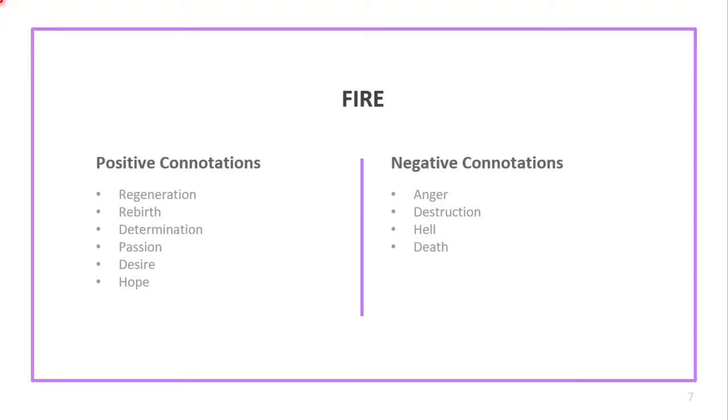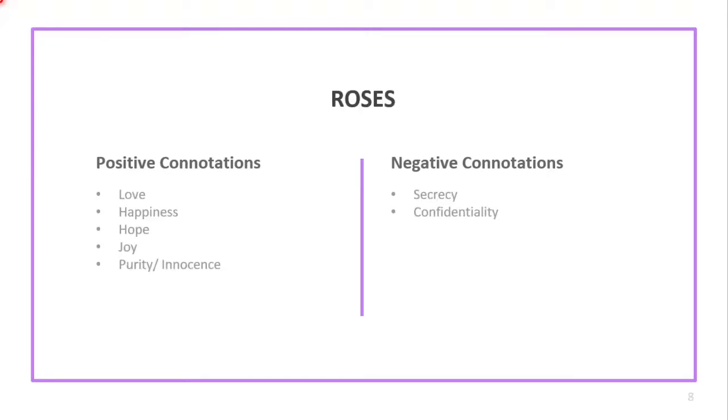If you're still confused, don't worry, we have another example, which is roses. Positive connotations that roses symbolizes are love, happiness, hope, joy, purity, or innocence. Negative connotations that roses symbolizes are secrecy and confidentiality. Again, it is not limited to these only. You can very much well choose to symbolize rose with something else. It just depends on what your story is and what direction you are heading in.